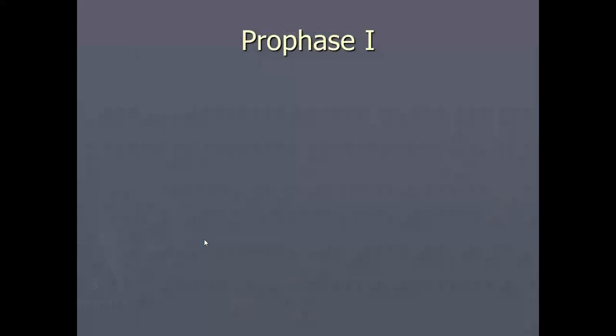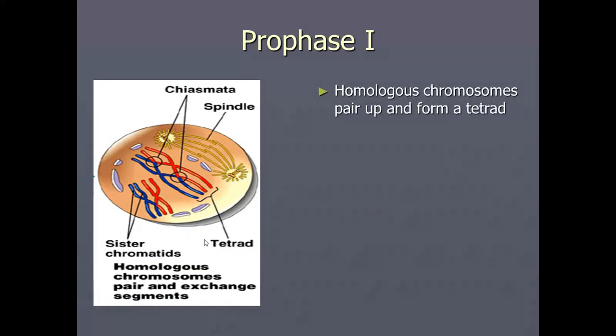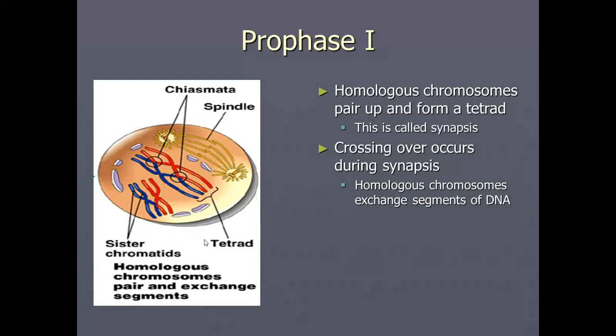All right, so let's go through prophase. Now, the big differences between mitosis and meiosis happen right here. It's mostly similar, but right here, in prophase 1, you have what is called crossing over that occurs.